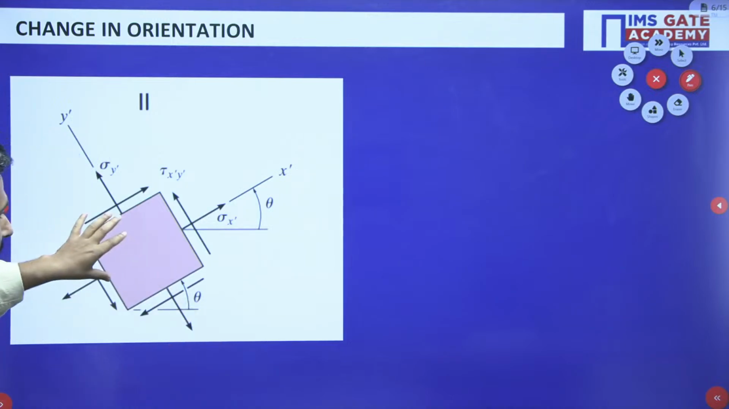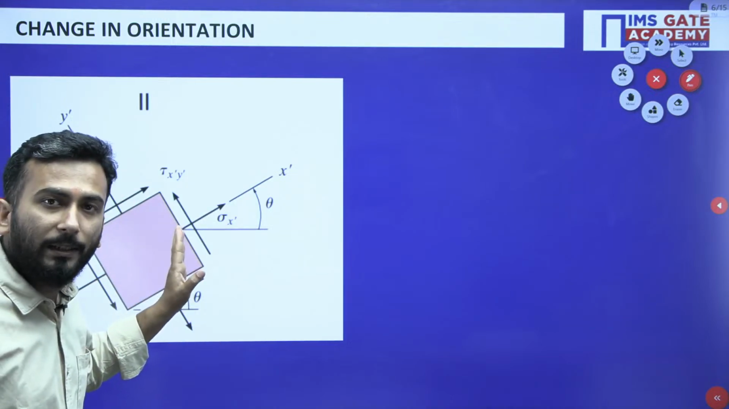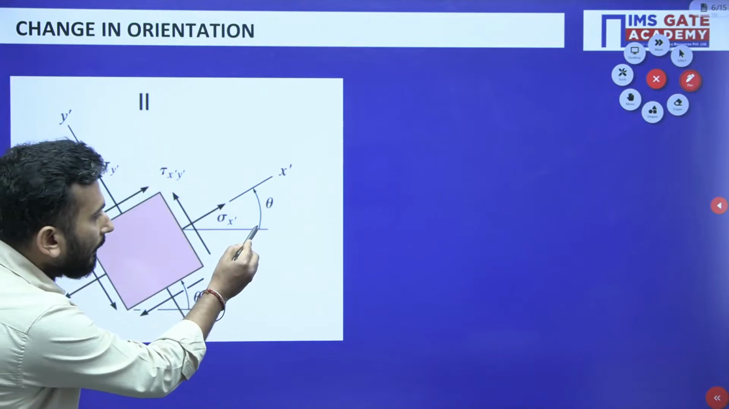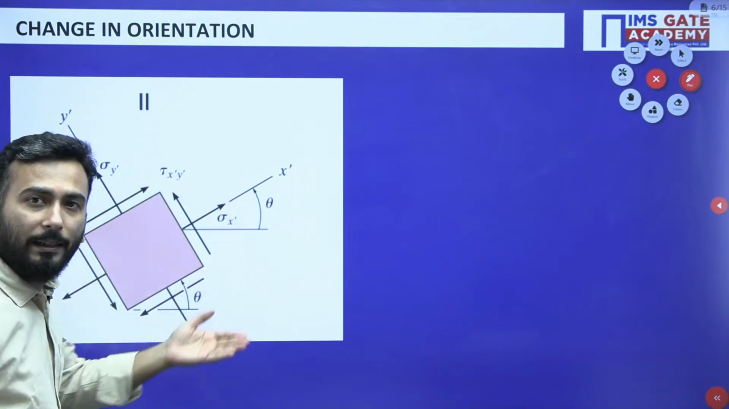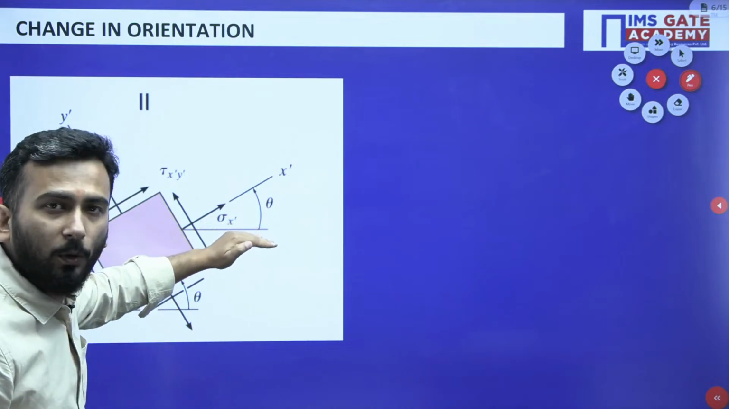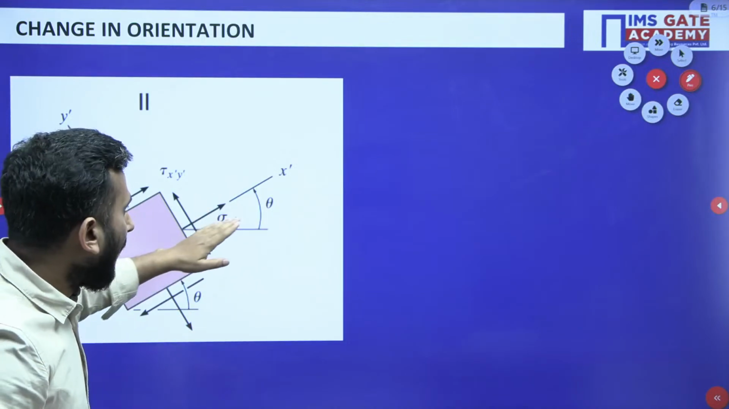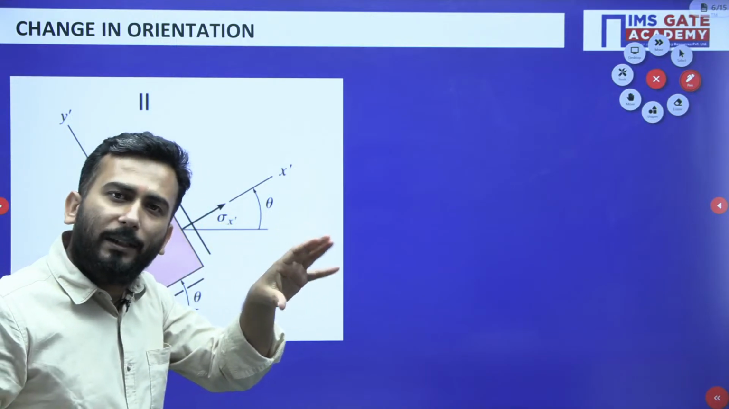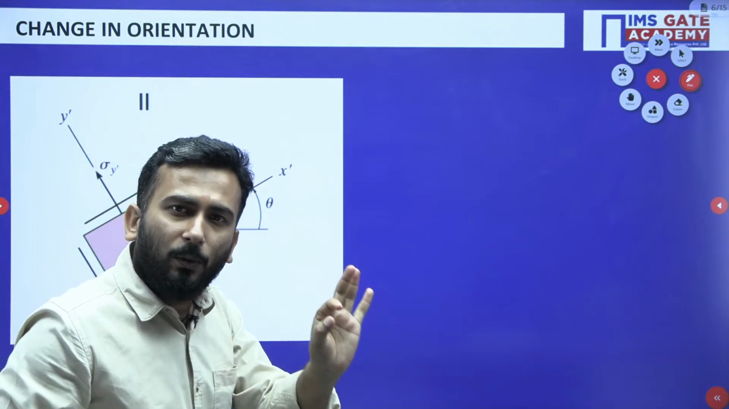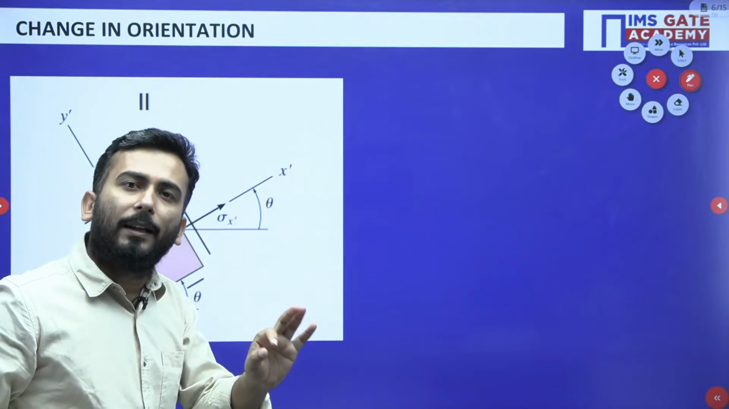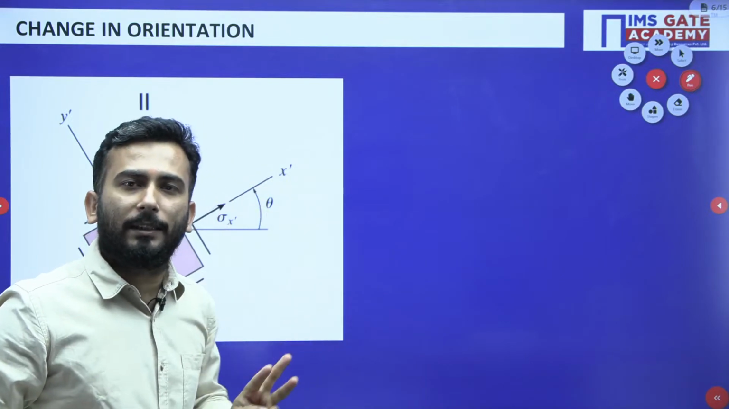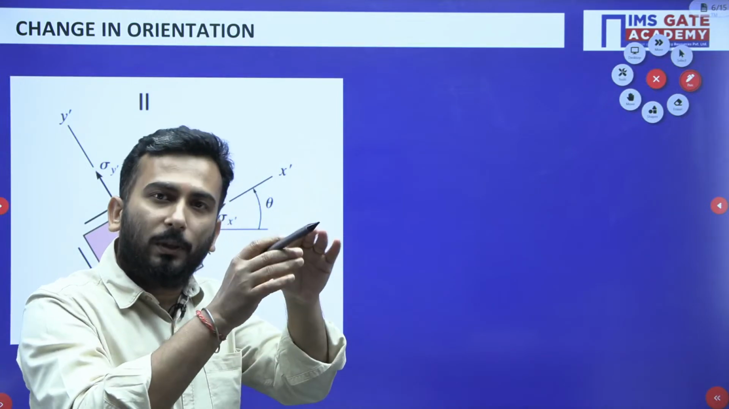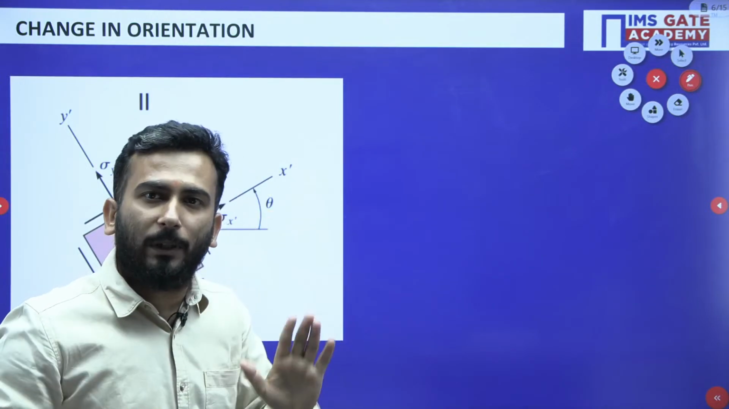And when this planar stress condition is shifted by theta, you can clearly see that this theta is with respect to the horizontal, at least in this figure. When the orientation changes by theta, on that orientation again there will be 3 new stresses: sigma x dash perpendicular to its face, and sigma y dash.